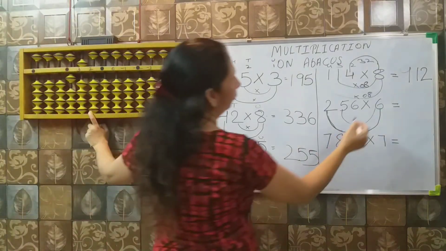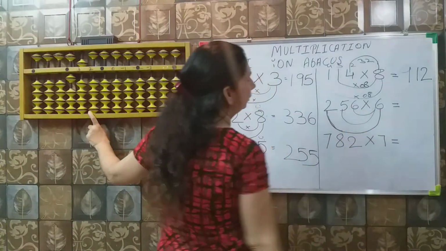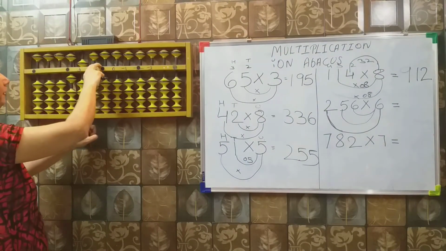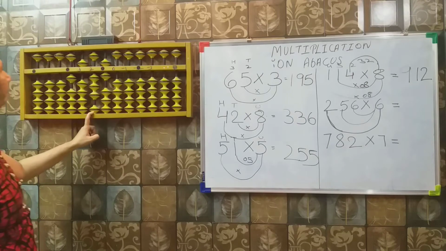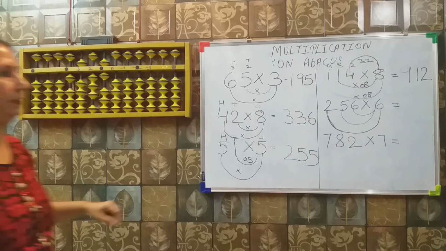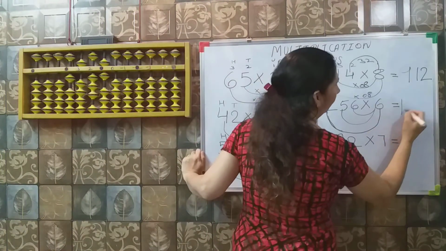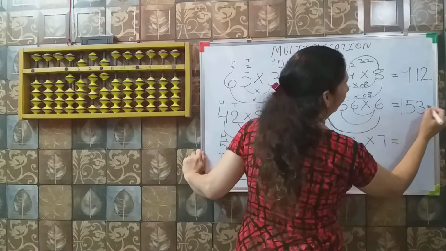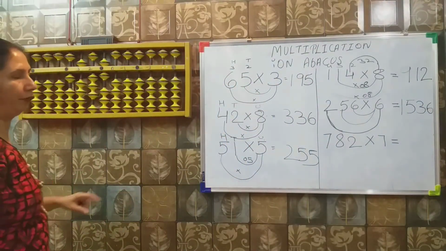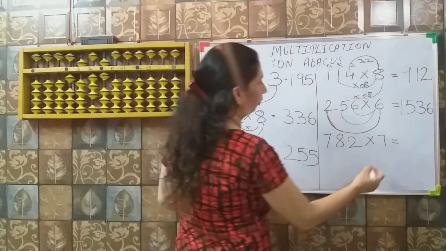Now only one digit is left, 6 into 6. 6 into 6 is 36. 3 on the tens place and 6 on the unit place. So we got the answer 1536. I will solve one more example for you to clear the concept.